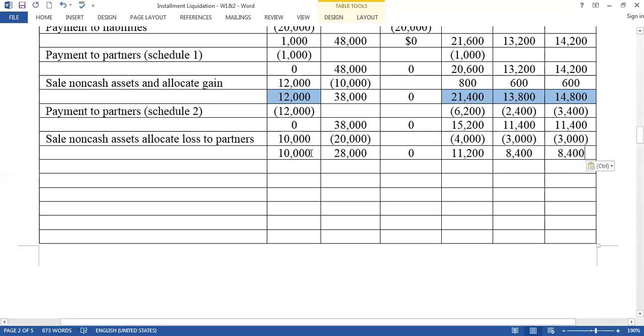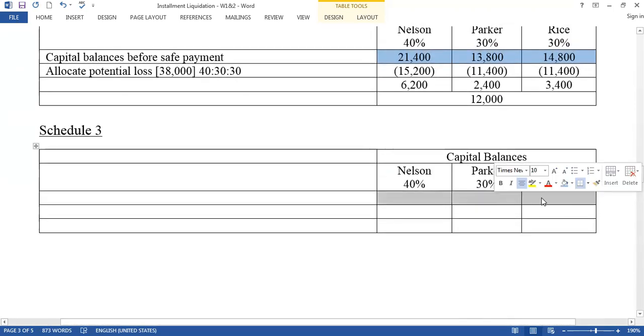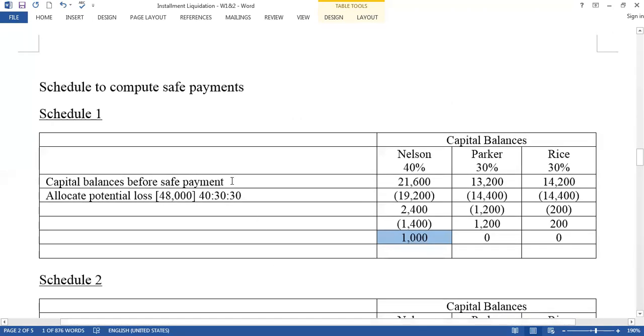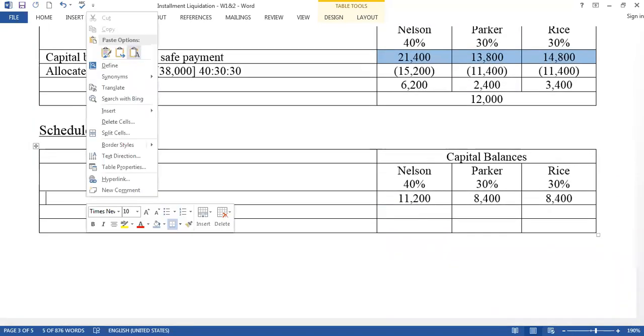Now again, look at here. We have $10,000 cash, but their capital balance is higher. If their capital balance is higher, we have to prepare another schedule. Who is going to receive the 10,000 to make another schedule, right? Who is surviving? So capital balances before that, right?